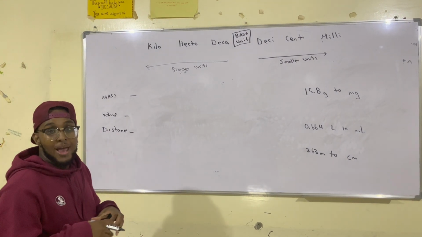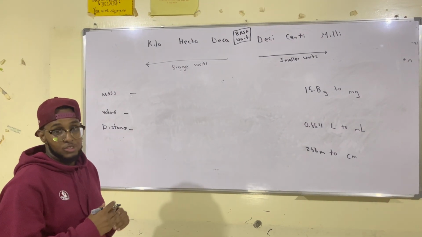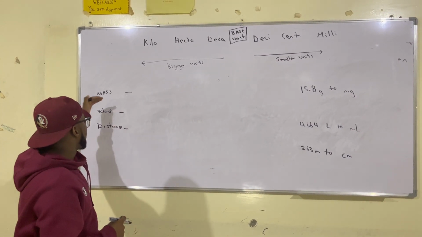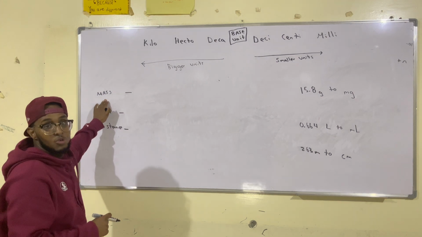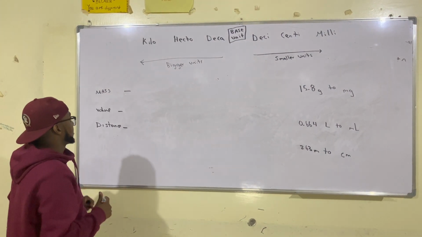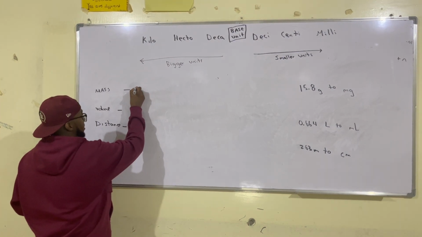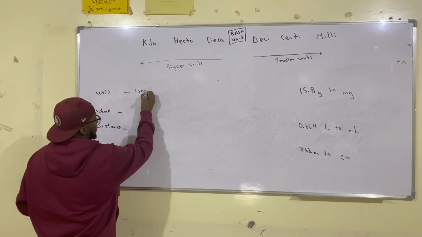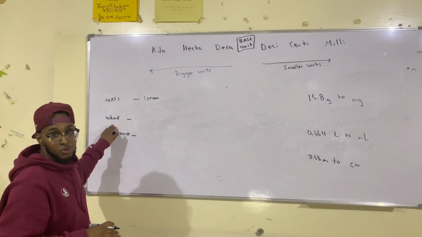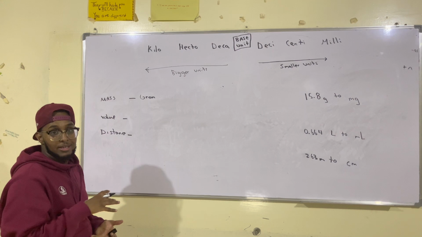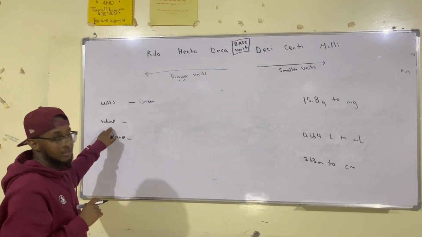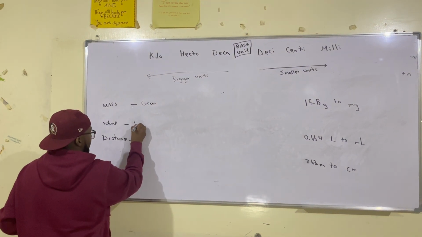Sometimes we're going to measure how heavy something is. Sometimes we're going to measure how far something is, okay? And so if we're measuring how heavy something is, we're going to use its mass, right? And the base unit for mass is grams. Gram, right? The other type of measurement is volume. How much liquid can something hold, okay? And the base unit for volume is liter.